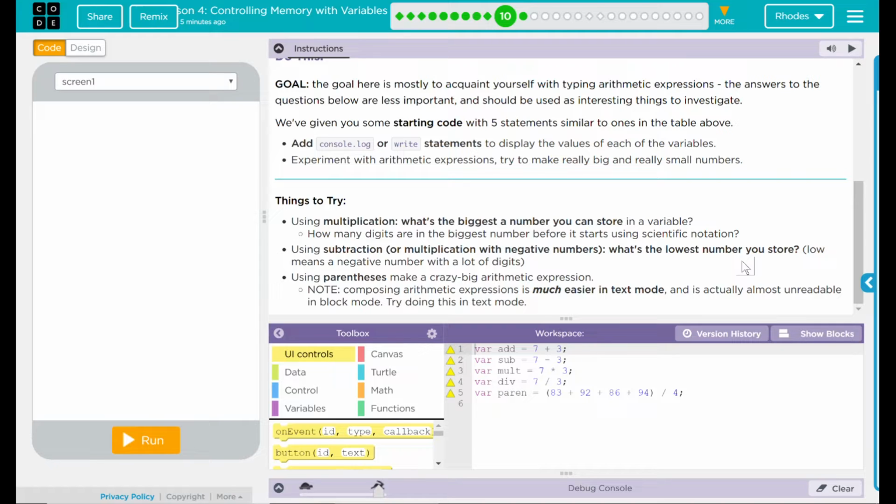Note, composing arithmetic expressions is much easier in text mode and is actually the most unreadable in block mode. Try doing it in text mode. And we're going to stick with text mode here. So it looks like I have to add some console.log or write statements to my 5 little math equations down here. Let's go ahead and take a look at them.